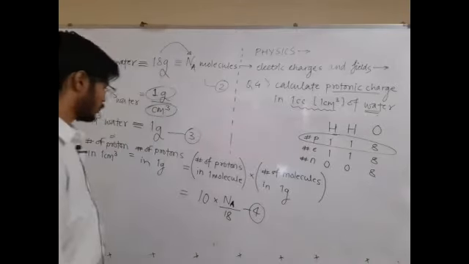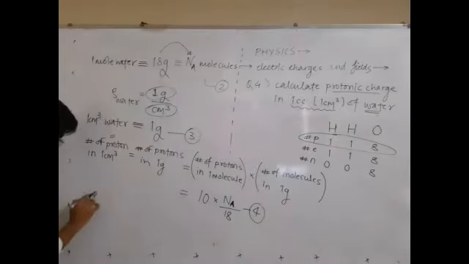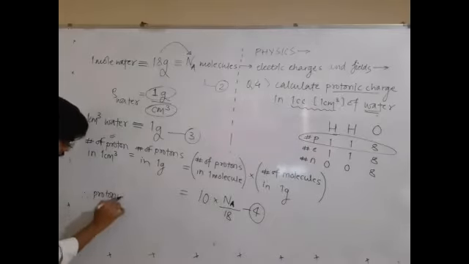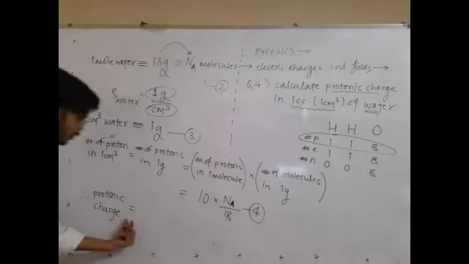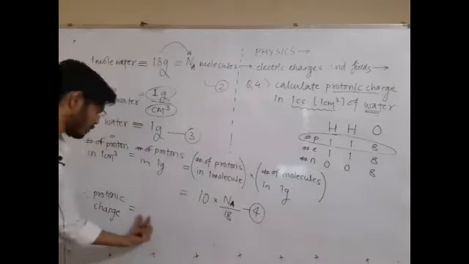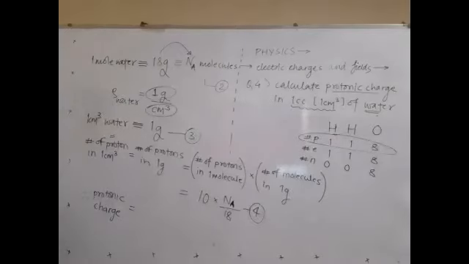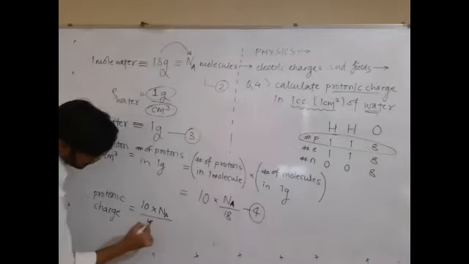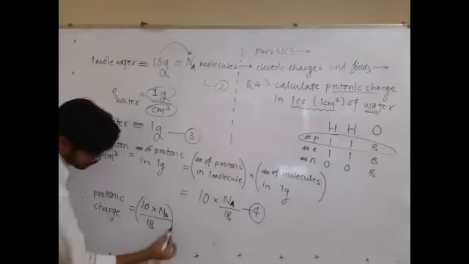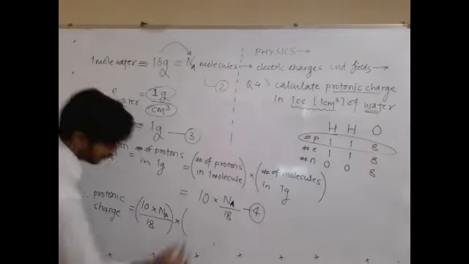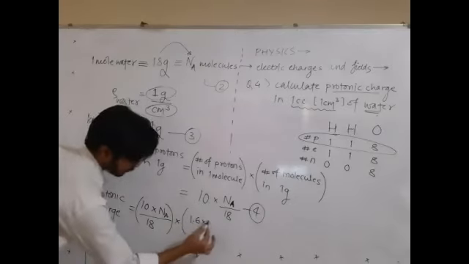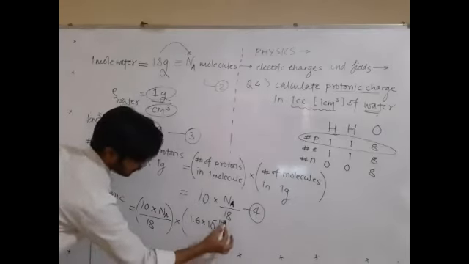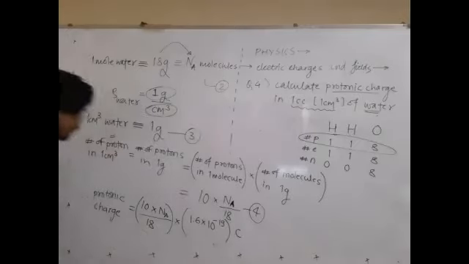Fine, sir. Now the final step. Write down protonic charge. Protonic charge is equal to number of protons multiplied by charge on a single proton. Number of protons is 10 into Avogadro number divided by 18, multiplied by the charge on a single proton. The charge on a single proton is 1.6 into 10 raised to minus 19 coulomb. Final answer is going to be in coulomb.